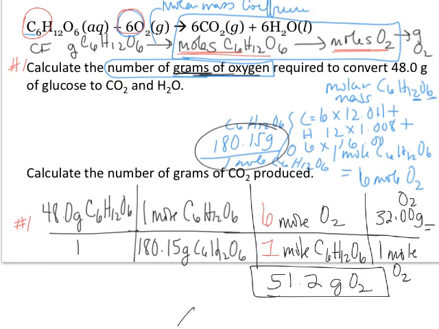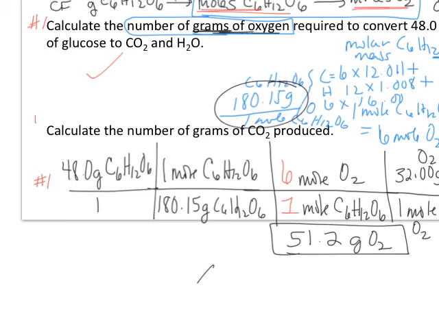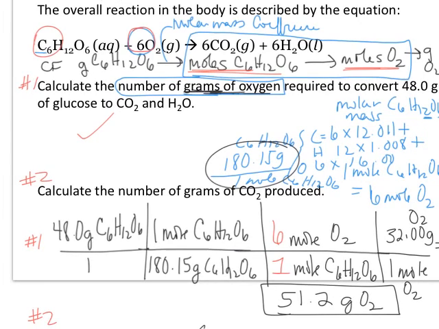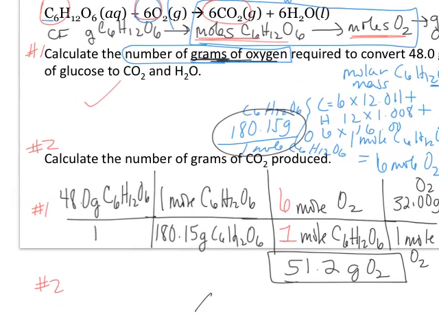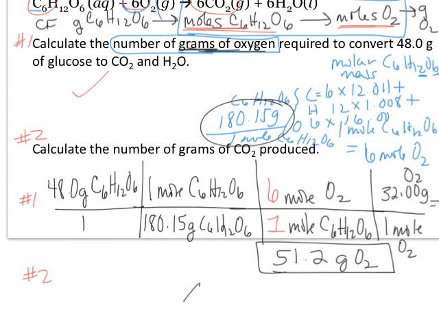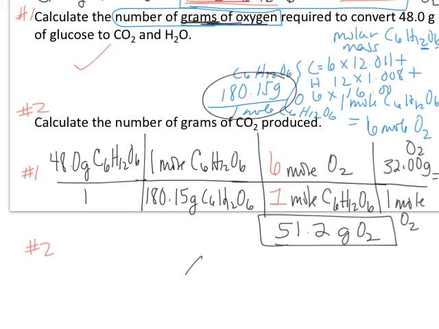So that is problem number 1. And then problem number 2, call this one number 2. We'll work down here. Calculate the number of grams of CO2 produced. So CO2 is 6 here. We could go from grams of oxygen, or we can go from grams of glucose. If I was doing this on a test, I would just go with grams of glucose, because what if that other problem was wrong, right? 48 grams of C6H12O6, this is our given.